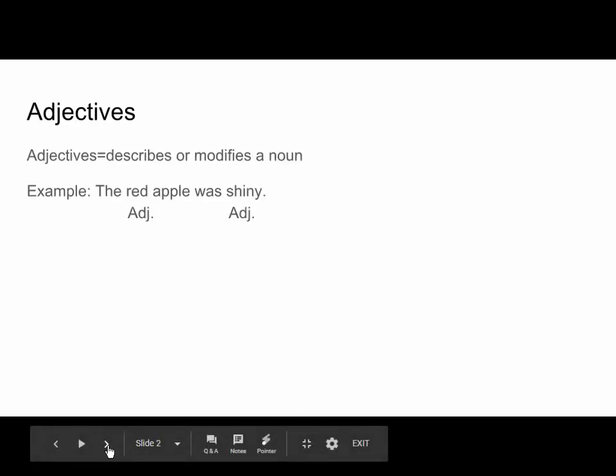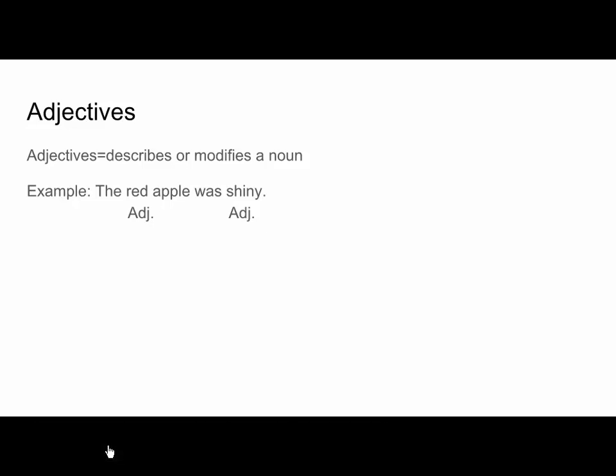Okay, so the first part of speech is an adjective. Remember, it describes or modifies a noun. In the sentence, the red apple was shiny, so we're talking red apple. And what was it? It was shiny. So those both describe the noun. Another way to substitute adjective, the red shiny apple. Okay, that's not really a sentence, but you still get the idea of what you can do with it.